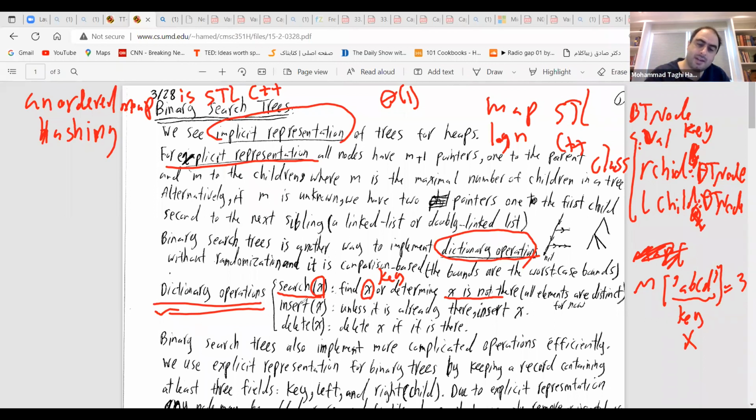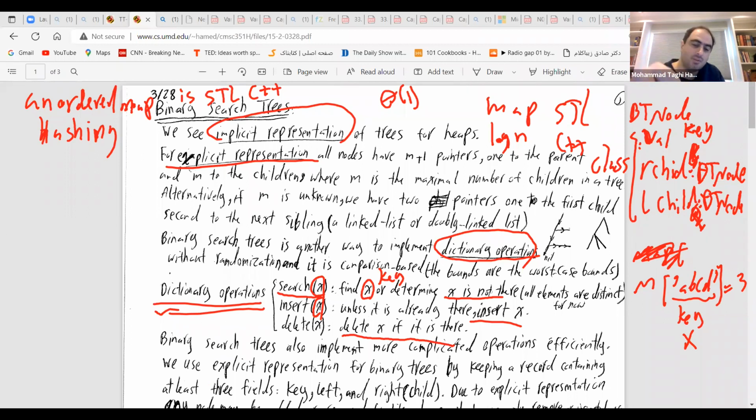So that's search X. There is insert X. What is insert X? If it is already in there, it does not do anything. Or if it is not there, then it is inserted. Or delete X: if X is not there, then it does not do anything, otherwise it deletes X.